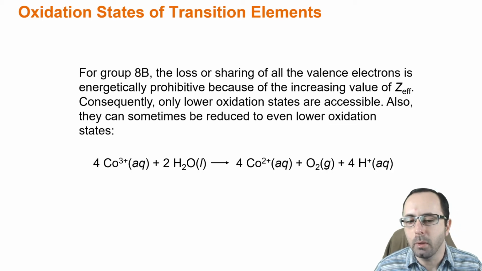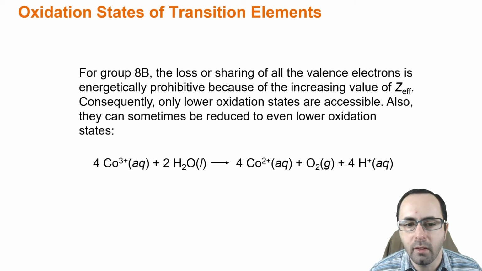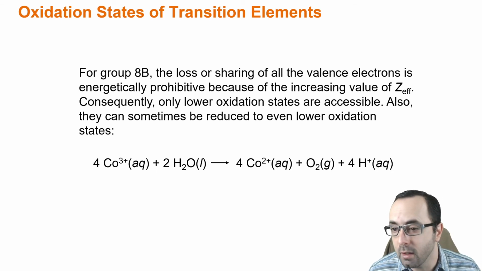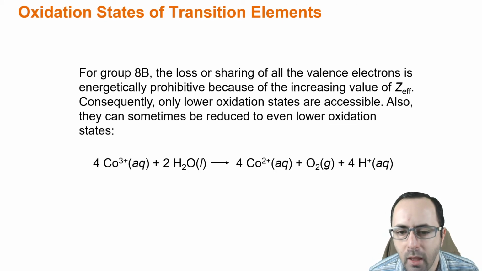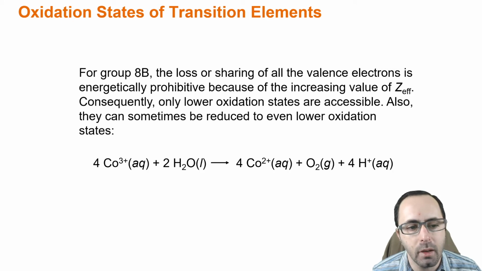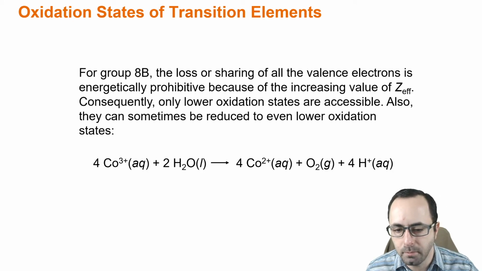So this is an explanation for kind of what's going on. For group 8B, the loss or sharing of all valence electrons is energetically prohibited because we have increasing values of Z effective. There's more and more protons, so it's harder to pull the electrons off. And also, we have that half-full subshell, which also contributes to that stability. So removing extra electrons just costs too much energy.